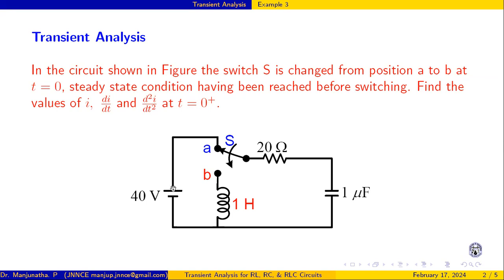Coming to this circuit, it has one voltage source, a DC source of 40 volts, one inductor of 1 Henry, a resistance of 20 ohm, and a 1 microfarad capacitor. So these are the three elements with a source, and here is a switch. The switch is changed from A to B at t is equal to 0, which means before changing from A to B, it was at A. So we will analyze the circuit now.